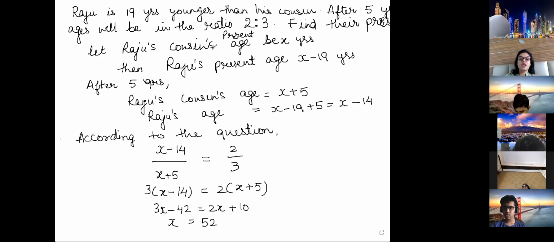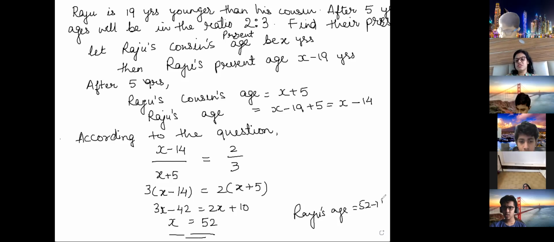Cousin's age is x years, so cousin's age is 52 years. And Raju's present age is x minus 19. So Raju's age is equal to 52 minus 19. 12 minus 9 is 3, 4 minus 1 is 3. 33 years. Is it clear? So this way, those who have not got it, this way you have to do.